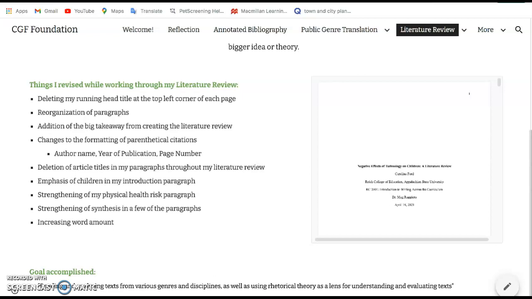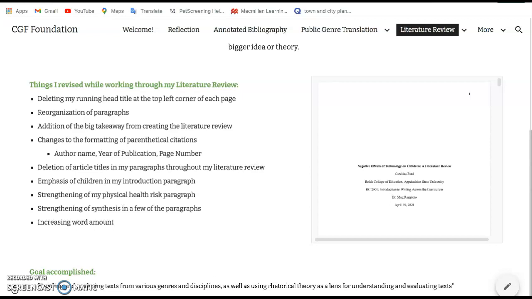But something that I didn't do in the beginning that needed to be done to make my literature review stronger and more effective is implementing the importance of the effect it has on children and how much children are using it in today's world, whether it be at a super young age or later on in their teenage years. That emphasis on children and technology and the correlation with one another needed to be implemented in that introduction paragraph.